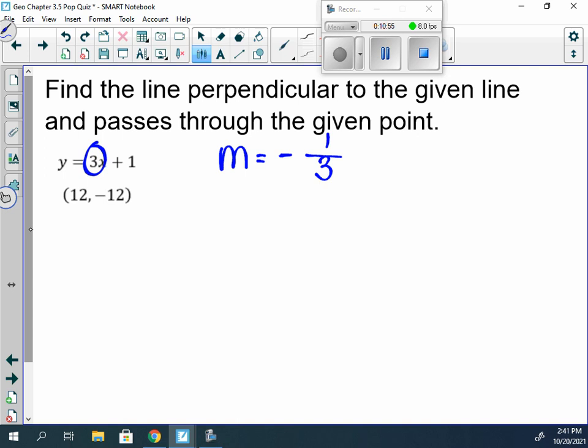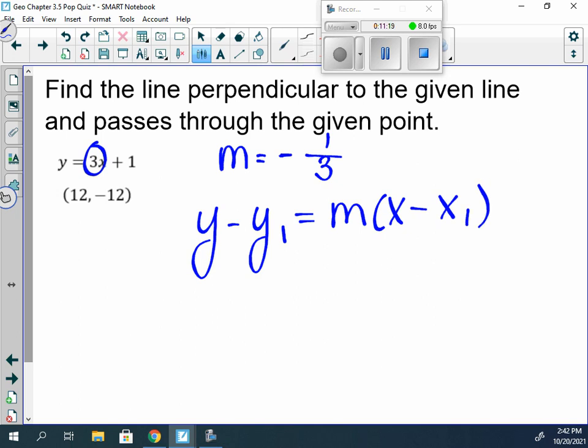Now for any whole number, when we flip it, it is always going to be 1 over whatever the number is. So here, since the whole number is 3, when we flip it, it becomes 1/3. Since it started out positive, it's now negative. Now we go back to y minus y1 equals m times x minus x1.